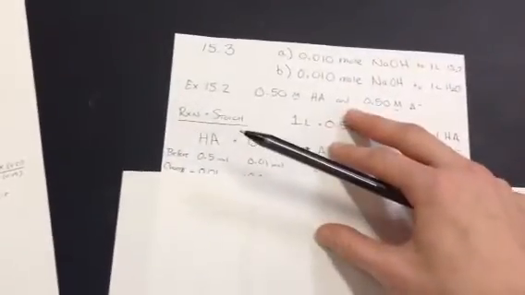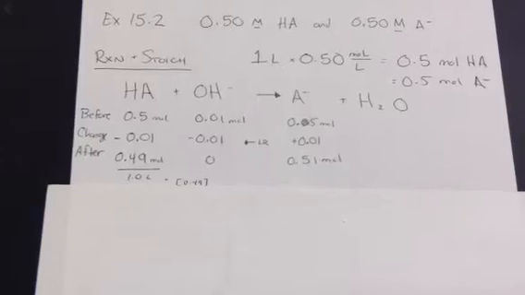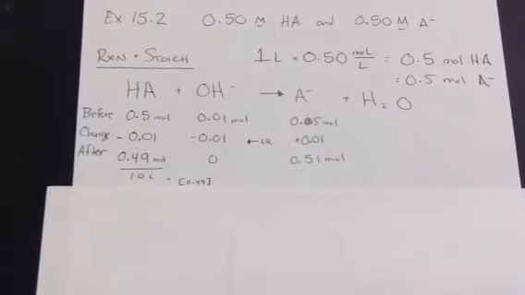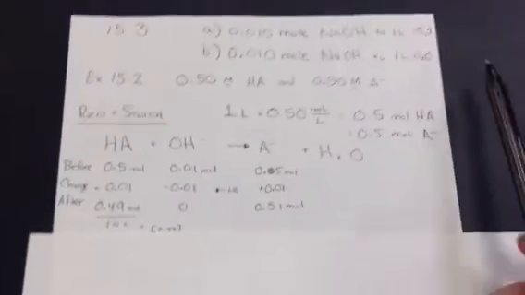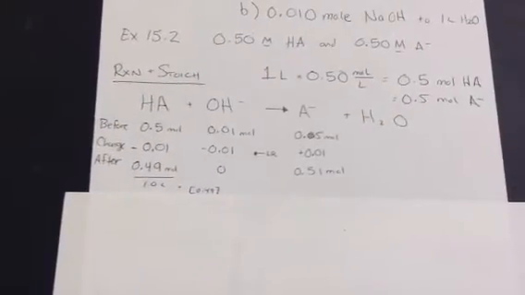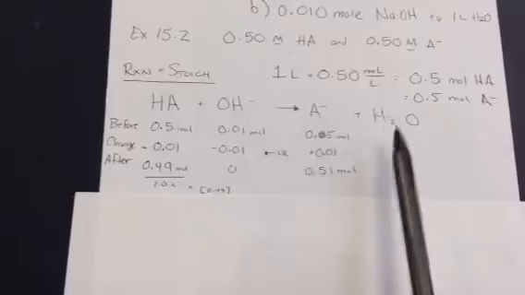Now, this is essentially a limiting reagent problem. Our hydroxide is the limiting reagent. We're going to subtract from this side, and we've got to add here. So our after concentrations are 0.49 moles and 0.51 moles. Now for future reference, this is in 1 liter of solution, so our moles are the same thing as our concentrations. We notice that it changed slightly.